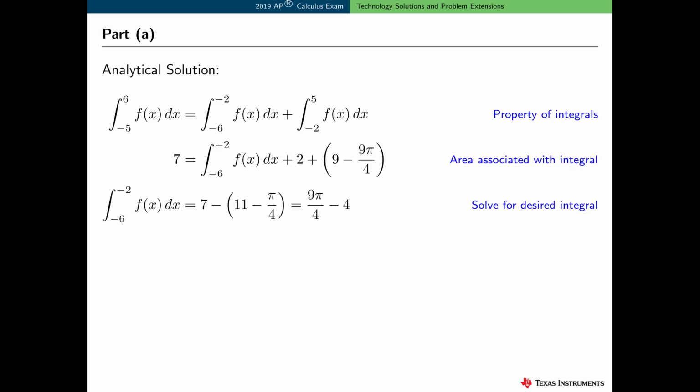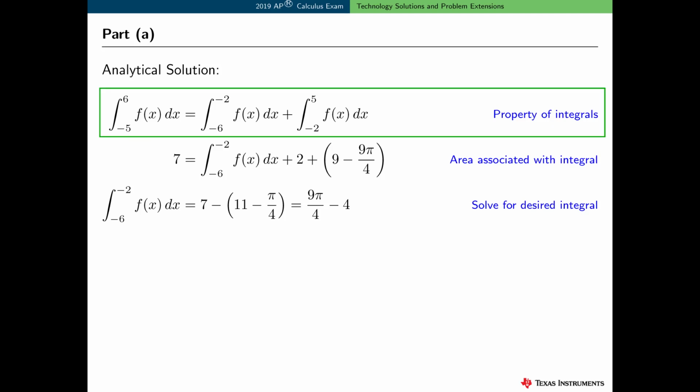Let's take a closer look at these solutions. Even though this was not a calculator active question, let's consider the use of technology to visualize and solve some of these problems. To solve part A, rewrite the definite integral from -5 to 6 of f of x dx using a property of integrals.